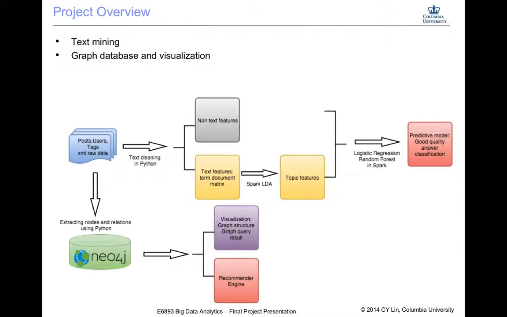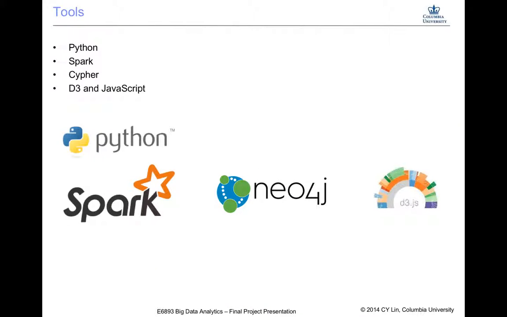Our project structure can be divided into two parts. In the first part, we conduct topic modeling to extract topic features, and we combine topic features with non-text features to conduct predictive modeling, which is used to predict good quality answers. And also we build our data in the Neo4j database and conduct visualizations and graph queries, which can be generalized to the results of a simple recommender engine. The tools we use are Python, Spark, Neo4j, and D3.